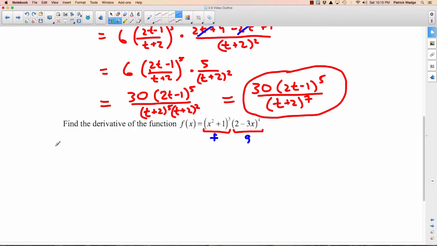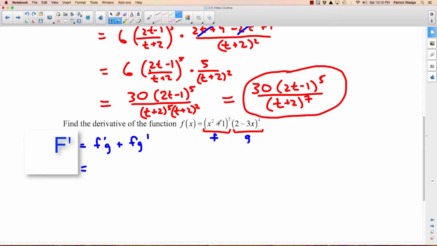Remember, the product rule is f prime of x is equal to f prime g plus fg prime. So that's what we're going to do. Now, why is this in this section? Because when I go to take f prime, when I go to take the derivative of this, what rule do we have to now use to take the derivative of f? We have to use the chain rule, right? In order to get the derivative of x squared plus 1 cubed, we have to use the chain rule.